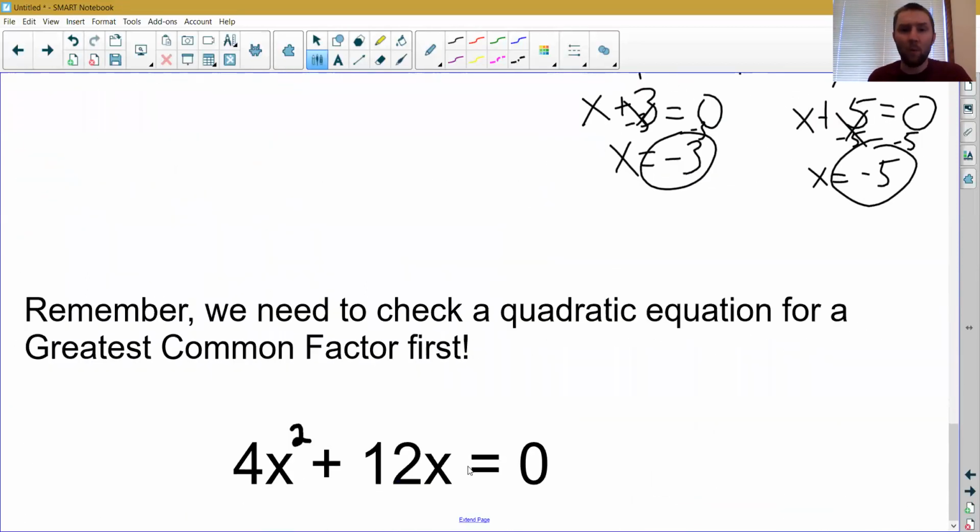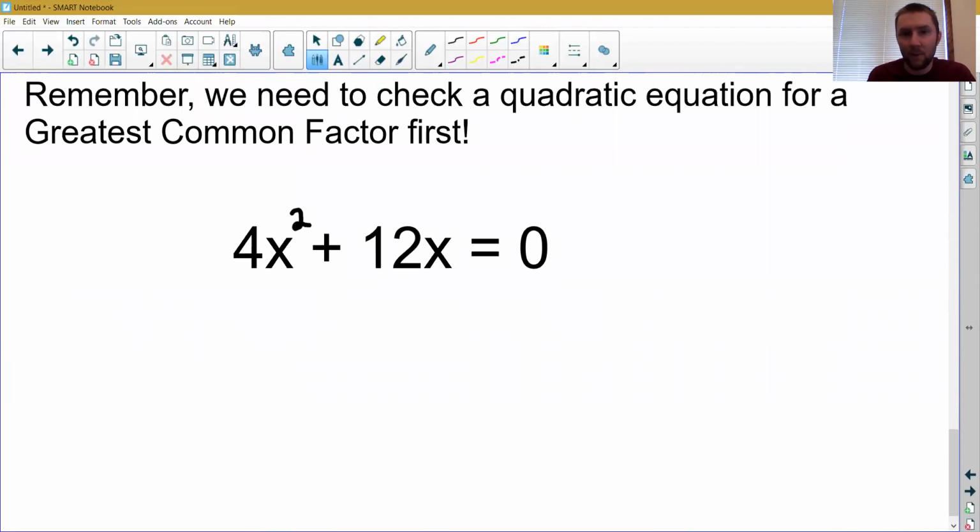The last thing that I want to point out to you in this video is remember that when we factor quadratic equations, or when we were factoring in chapter 8, we always had to look for a greatest common factor first, because sometimes we end up with an equation that looks like this. Okay, so I see the equals 0. By the way, in order for the zero product property to work, it absolutely has to be equal to 0. You cannot do this factoring stuff if it doesn't equal 0.